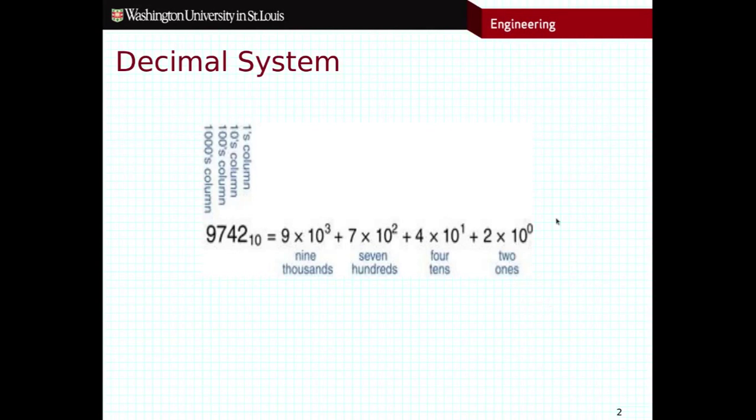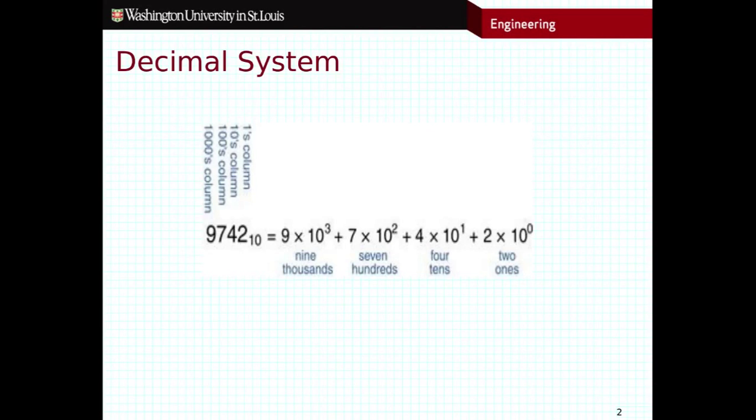So, this diagram shows how it works. The ones place is equivalent to some value times 10 to the 0. The tens place is equivalent to some value times 10 to the first. The hundreds place is equivalent to some value times 10 to the second, and then times 10 to the third, etc., until we have enough digits to represent the number that we're looking for.